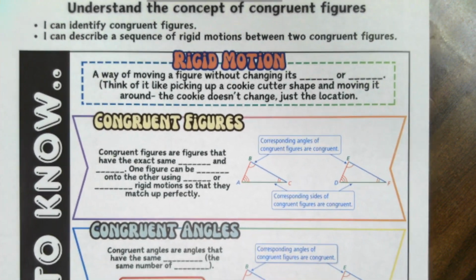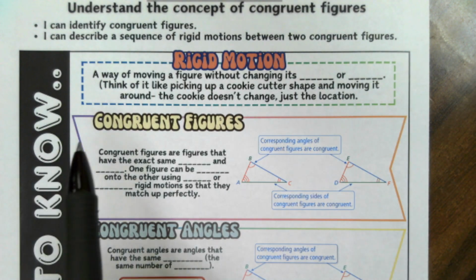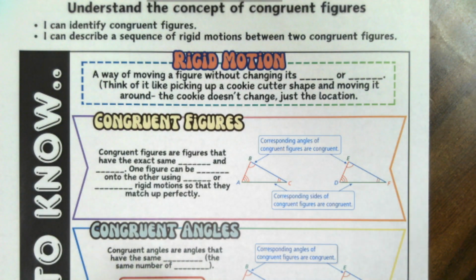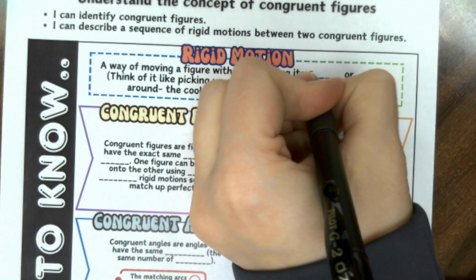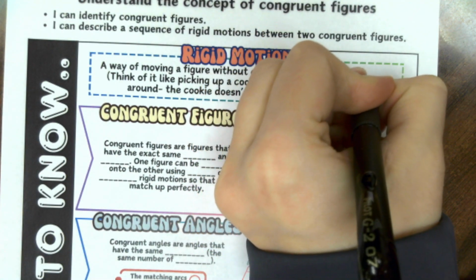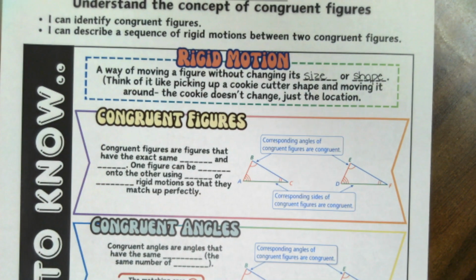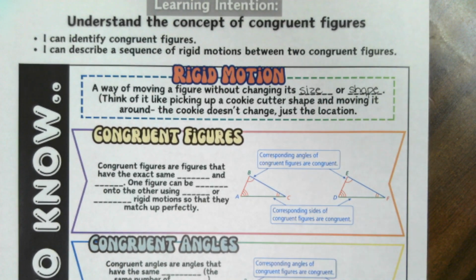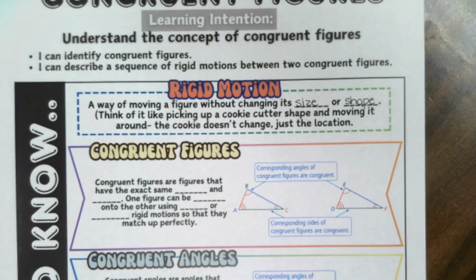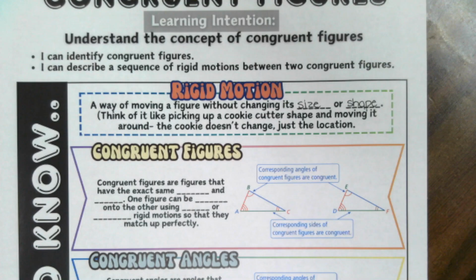So what is a rigid motion? A rigid motion is a way of moving a figure without changing its size or shape. So we've been working with rigid motions. That is like your rotations and your translations and your reflections. Those things that we have been working on the last 3 sections of this, those are all rigid motions. So we move those around, but we don't change their size and we don't change their shape.